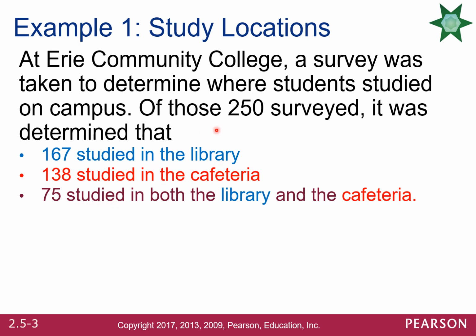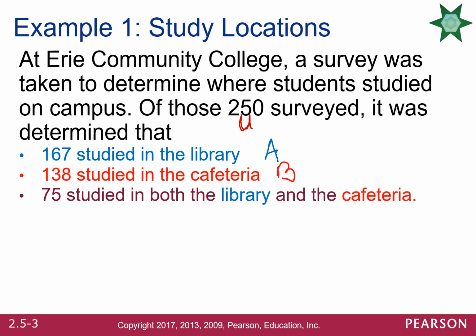So this will be followed by some questions in the next slide, but let me explain what this is about. We have a total of 250 students that were surveyed, so 250 represents our universe, the U. And then there are two sets involved. One is those who studied in the library, which we will call set A. The other set is those who studied in the cafeteria, which we will indicate using the letter B.